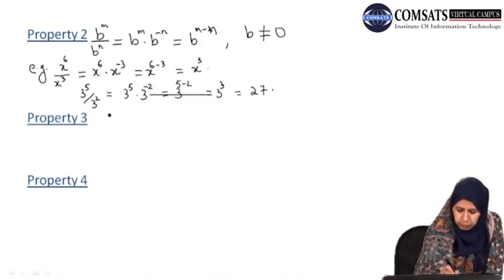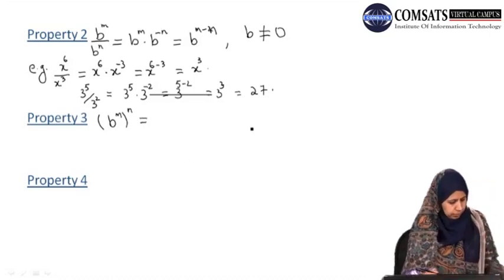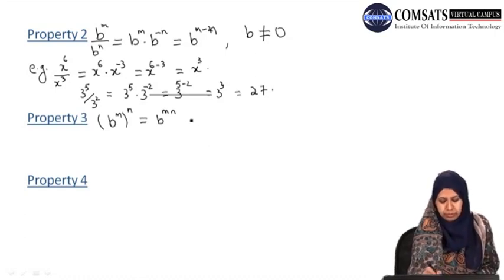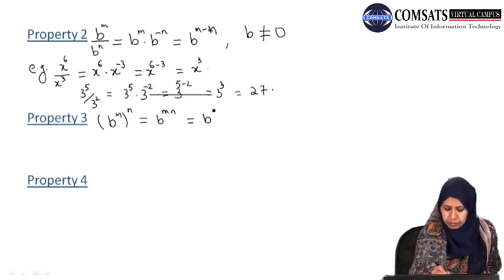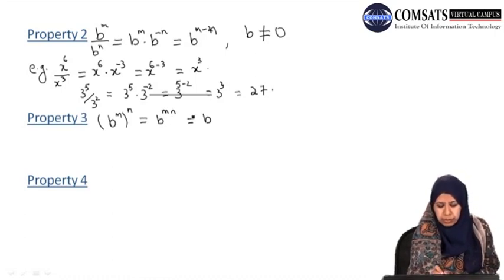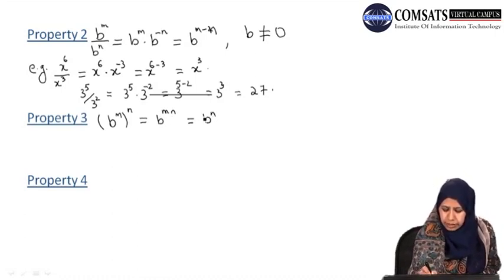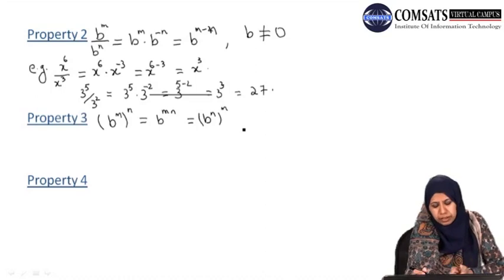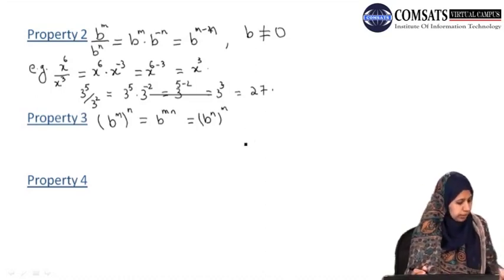Okay, now we come to our third property, which says that b to the power m whole power n is nothing but the product of both the powers, that is m into n. Since it is the product of both the powers, we can also write it as n first and whole to the power m. So the power of power is nothing but the product of powers.